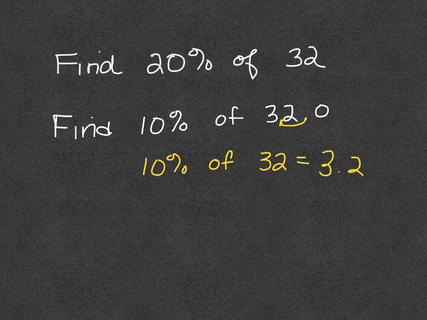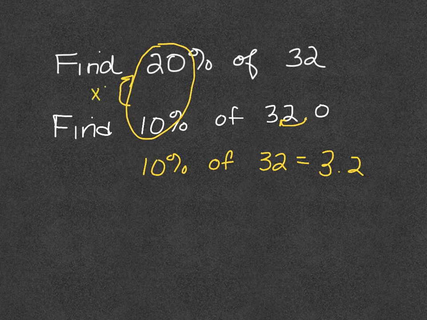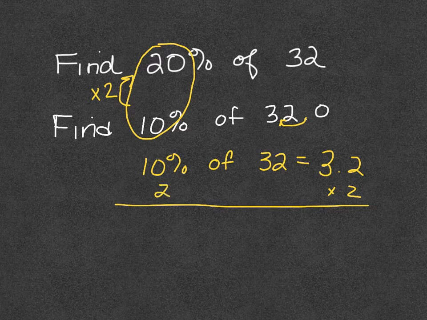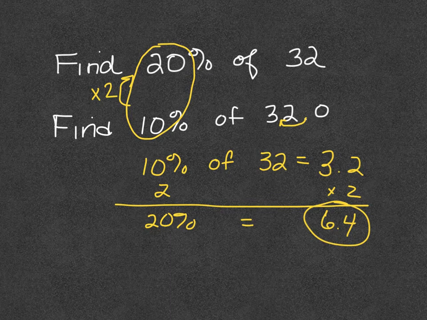Well, now, all of a sudden, it's really easy to find 20% of 32. 20% of 32 is just the 10% multiplied by 2. So if I multiply that 3.2 times 2, that's my 20%. 10% times 2 gives me 20%. 3.2 times 2 gives me 6.4. 20% of that 32 is 6.4. So if we can find 1% or 10%, we can find any percent in either in our heads or on a piece of paper. Let's try another one.